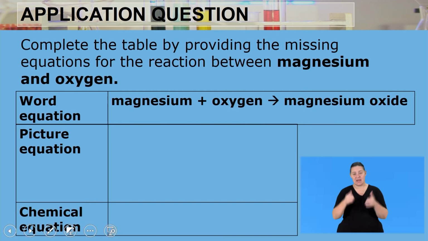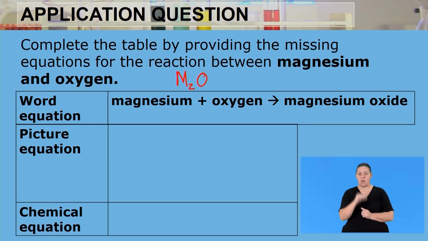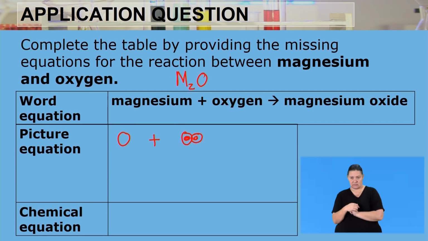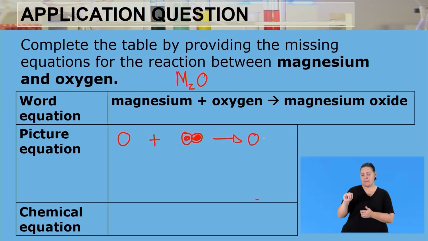Next. Now, we are given the word equation. We need to draw a picture of that word equation, and then lastly, write the chemical equation for that word equation that is given to us. Remember, magnesium is an element found in group 2, and the ratio is going to be metal to oxygen, where the M represents the metal, in this case magnesium. And remember, M is not the chemical symbol for magnesium. So now, the picture: we are going to have 1 magnesium reacting with 2 oxygen atoms, or 1 oxygen molecule, to form magnesium oxide. We're just going to shade them to show the difference.